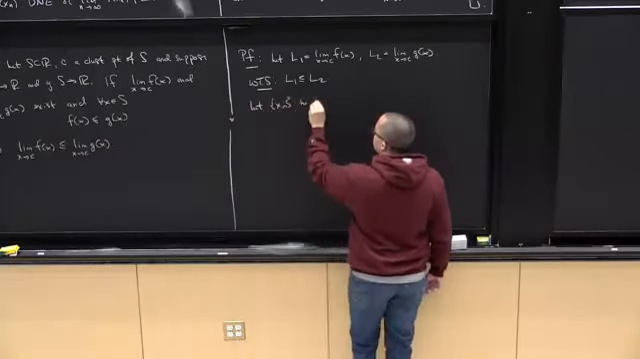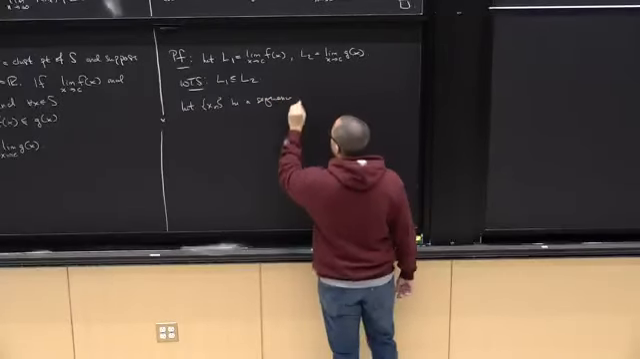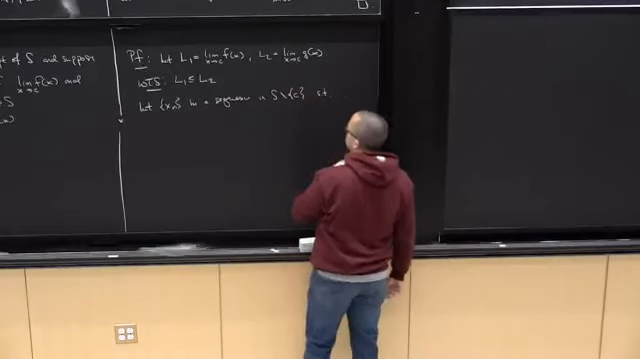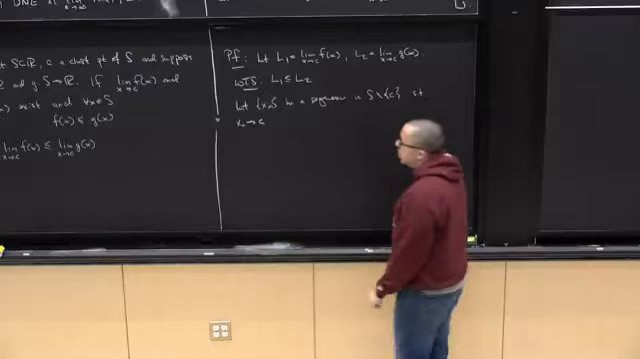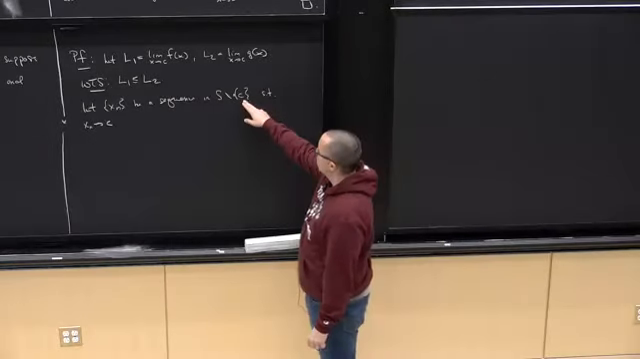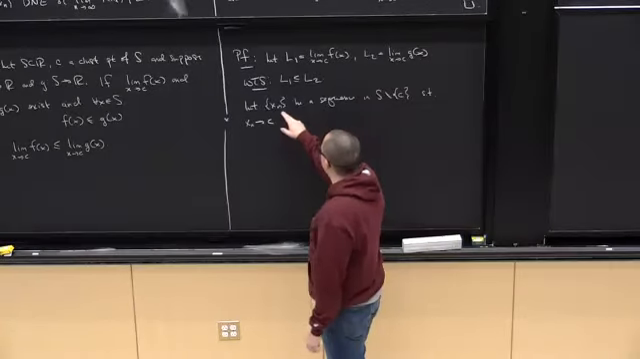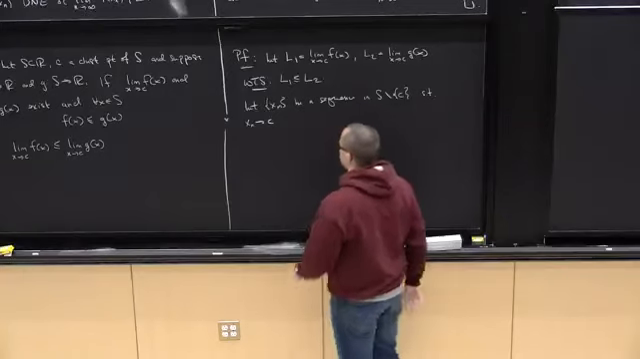Let x_n be a sequence in S take away c such that x_n converges to c. Such a sequence exists because c is a cluster point of S. All right, and you proved in the assignment that if I have a cluster point of S, then there exists a sequence in S take away c that converges to c.